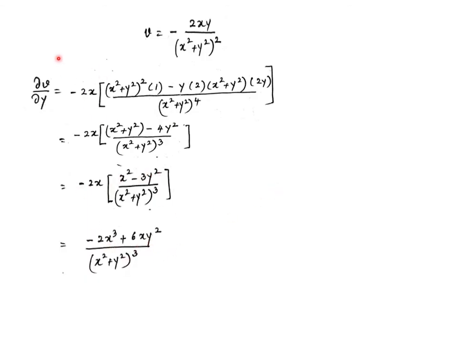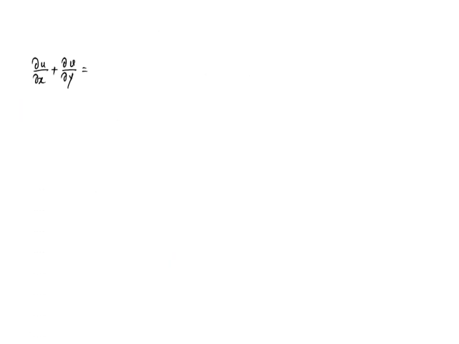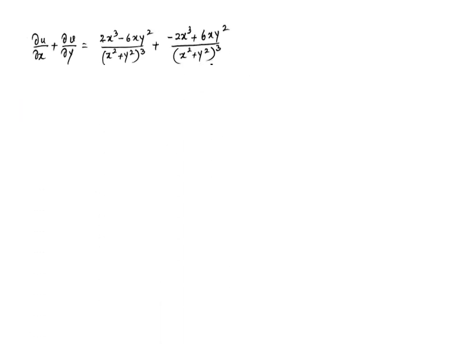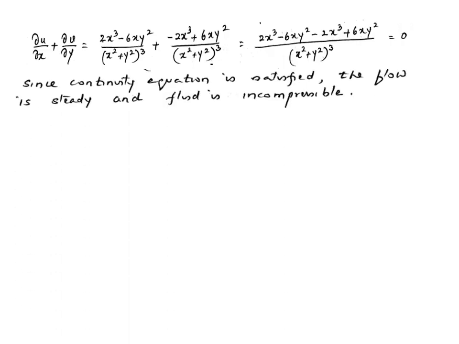So now we have ∂u/∂x and ∂v/∂y. Now putting them in the continuity equation, it can be written like this. Now 2x³ will cancel with minus 2x³, and minus 6xy² will cancel with plus 6xy². So it will be 0. Hence ∂u/∂x plus ∂v/∂y is equal to 0. It satisfies the continuity equation, and hence it is an incompressible fluid. So the flow is also steady and the fluid is incompressible.